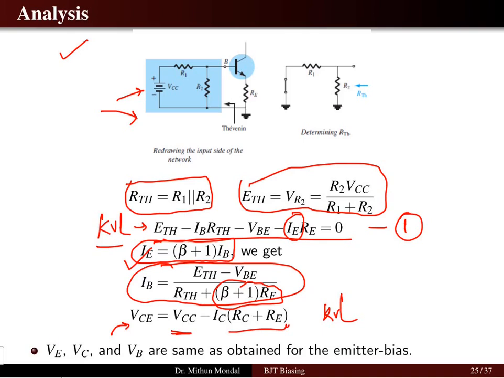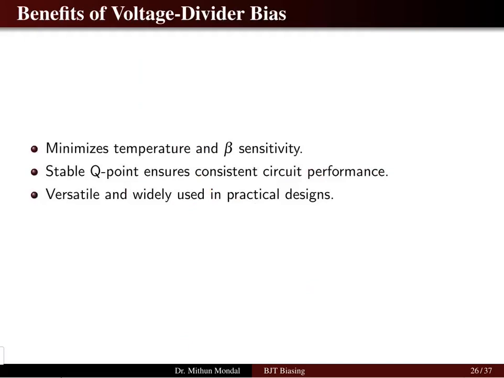The other expressions of emitter voltage, collector voltage and base voltage would be obtained by a similar method as we discussed in the emitter bias network previously. There are certain benefits of the voltage divider bias circuit. It minimizes the temperature and beta sensitivity. We saw that even if there is a change in beta, in the voltage divider bias there are no major changes. The Q point is stabilized, which ensures consistent circuit performance.